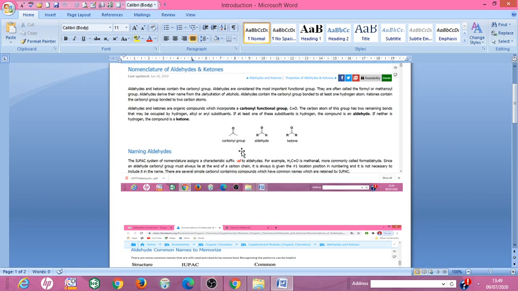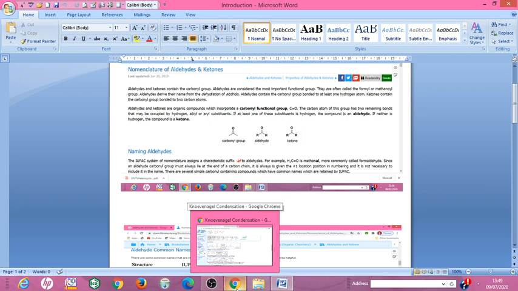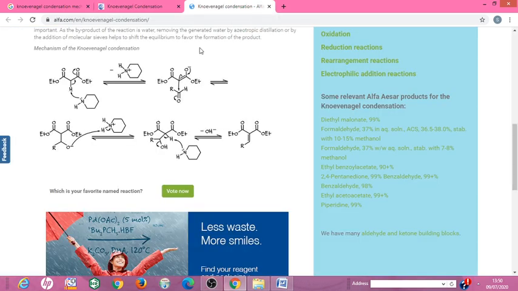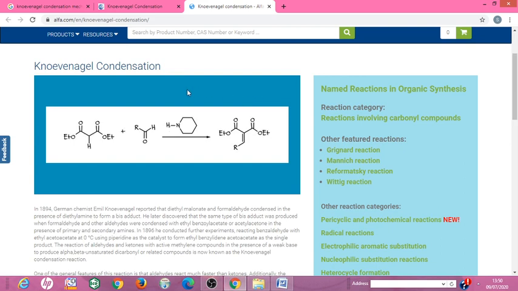This is, in short, the reactivity of carbonyl compounds. Carbonyl group is a more reactive group. Then next one is a famous name reaction in aldehydes and ketones, that is Knoevenagel condensation reaction. Knoevenagel is the name of the scientist who discovered the reaction, and the name of this reaction is Knoevenagel condensation reaction.